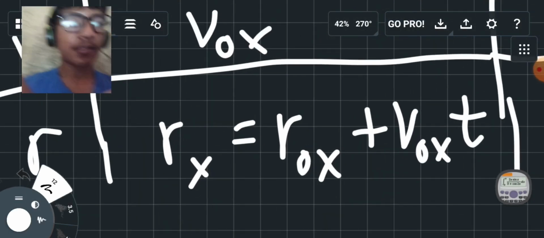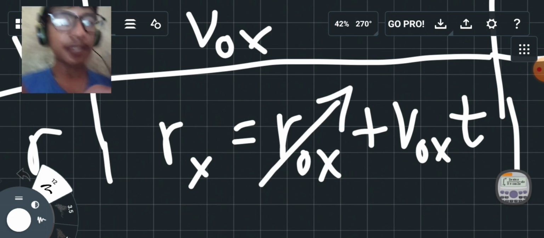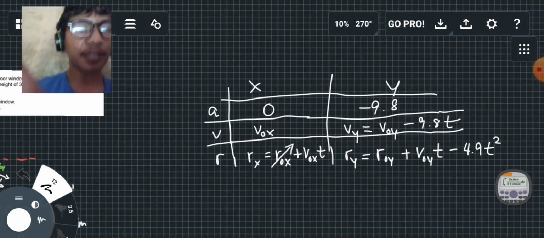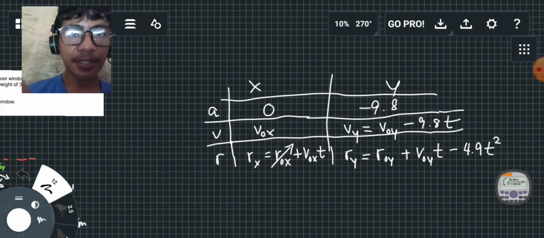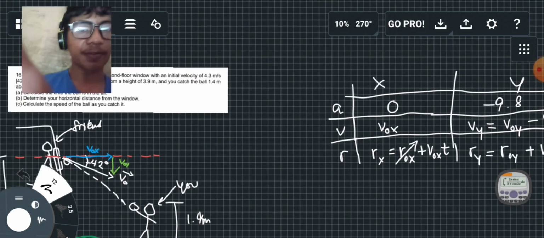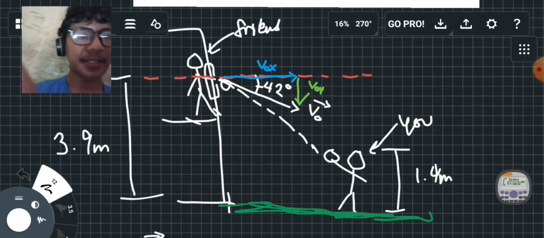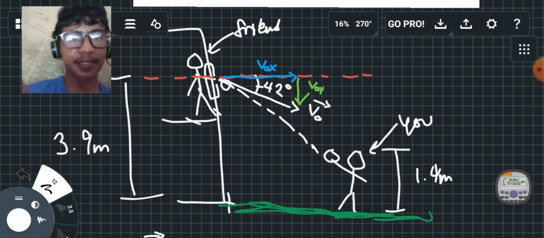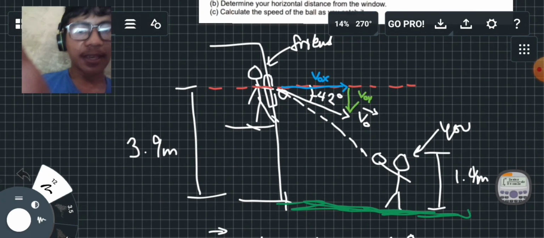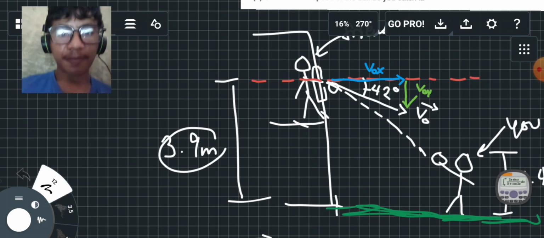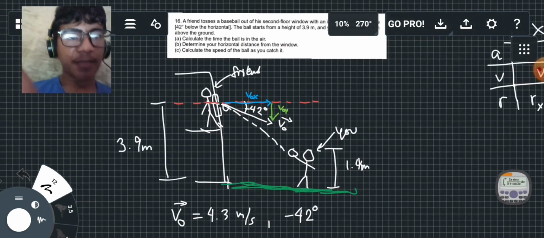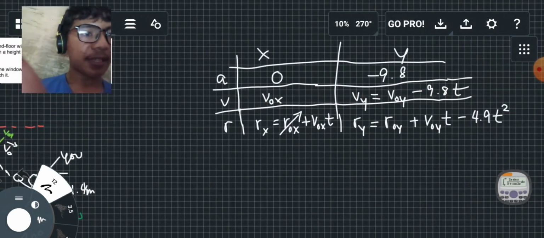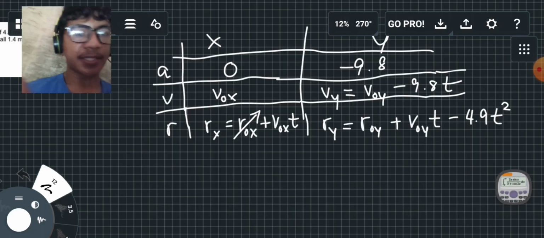However, for this, we just cancel this out. We just consider the initial position in the x direction to be 0, because as you can see in this diagram, we can just ignore the x. But for the y, we can't, since it starts at 3.9 meters above the ground. Okay, so those are our formulas.